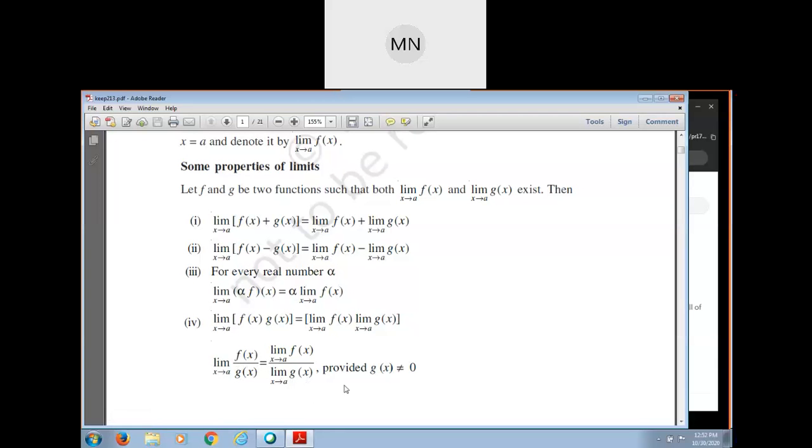Same case for limit also, limit x tends to a of f of x divided by g of x is limit x tends to a f of x divided by limit x tends to a g of x. This denominator part may not be 0. Okay, remember this one.